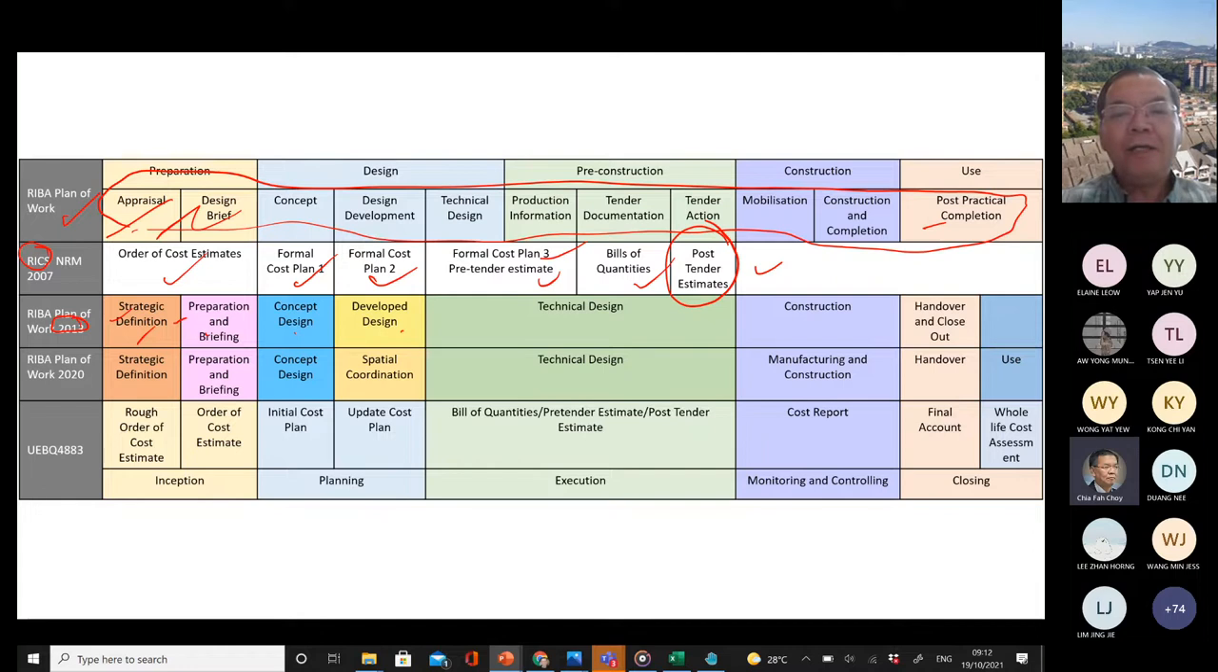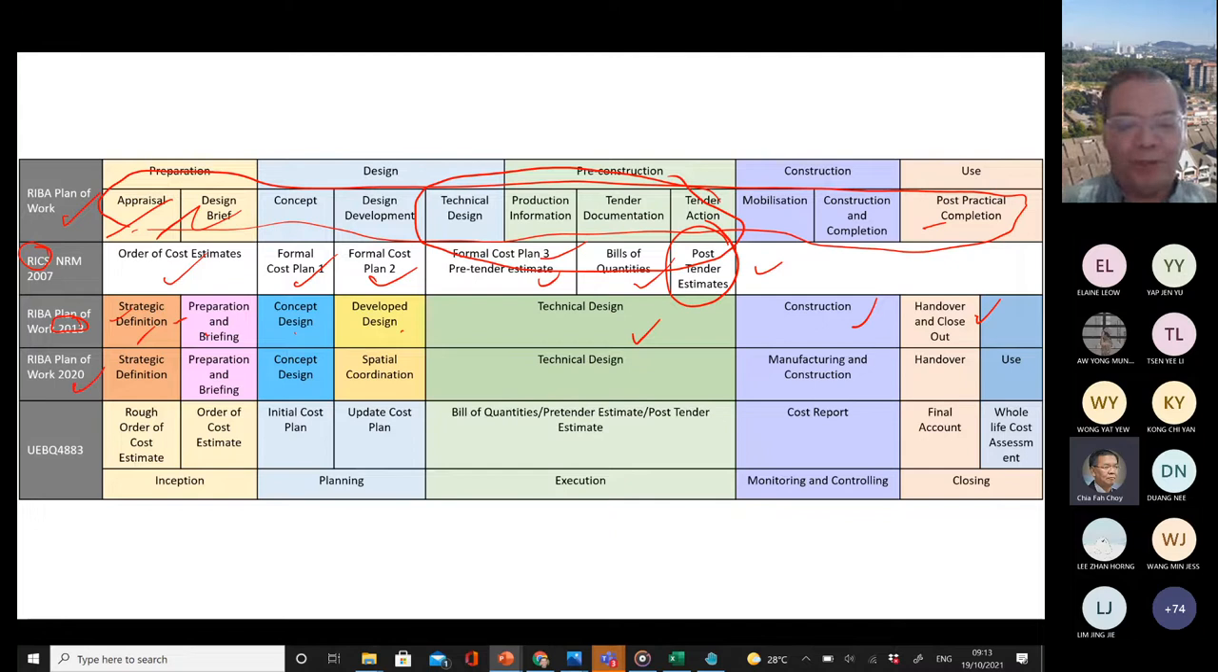For example, previously there were technical design, production information, tender documentation, and tender action. Previously, the RIBA Plan of Work had a more detailed breakdown, but over here it just groups them under one process known as technical design. Then during the construction stage, previously there were mobilization, construction and completion. In RIBA 2013, it was merged together and known as construction. And for the use stage, post-practical completion is known as handover and closeout. So that is what is covered in the RIBA Plan of Work 2013.